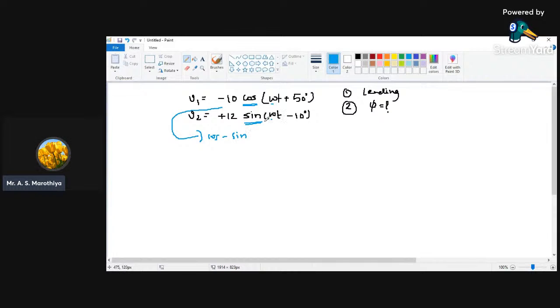So equation number 2 भी आपका sin में, equation 1 भी आपका sin में हो जाएगा, और फिर उसके बाद आप हर एक का फेजर डायग्राम ड्रॉ करो, और उसके हिसाब से फिर आप फाइंड आउट करो कि कौन किसको लीड कर रहा है और कितने एंगल से. This is what the analytical technique is.